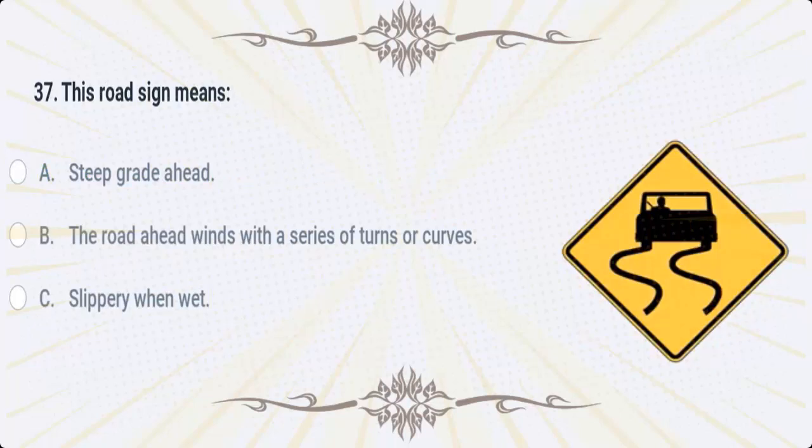This road sign means A. Steep grade ahead. B. The road ahead winds with a series of turns or curves. C. Slippery when wet. C. Slippery when wet. Warning signs provide notice to road users of a situation that might not be readily apparent and are usually yellow with black markings. This sign warns drivers to be careful when driving under wet conditions, as the pavement will become slippery and more difficult to navigate safely.